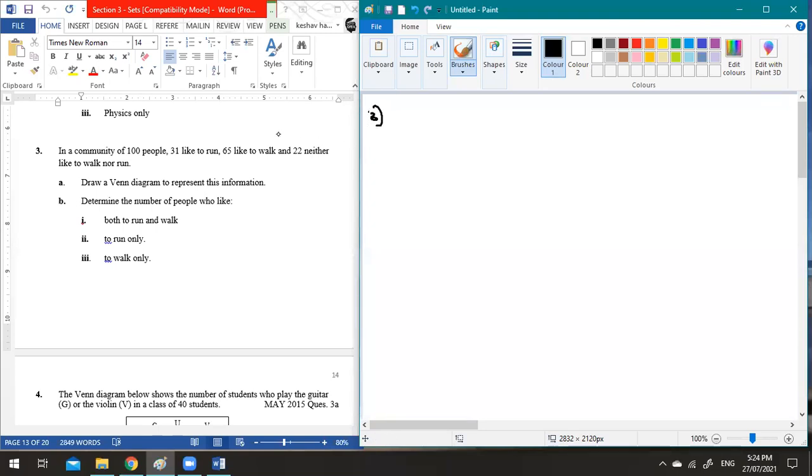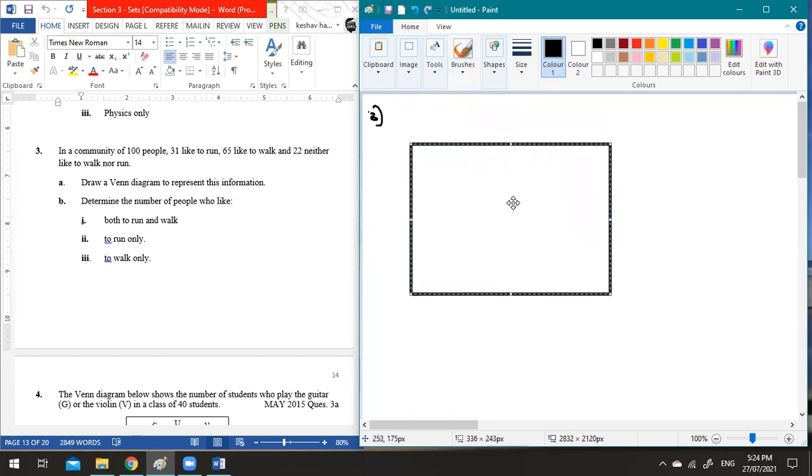So number 3, in a community of 100 people, 31 like to run, 65 like to walk, and 22 neither like to walk nor run. Draw a Venn diagram to represent the information. Determine the number of people who like both to run and walk, to run only, to walk only. All right, so we're going to draw the Venn diagram. The number of elements in the universal set would represent the community of people, which is 100.